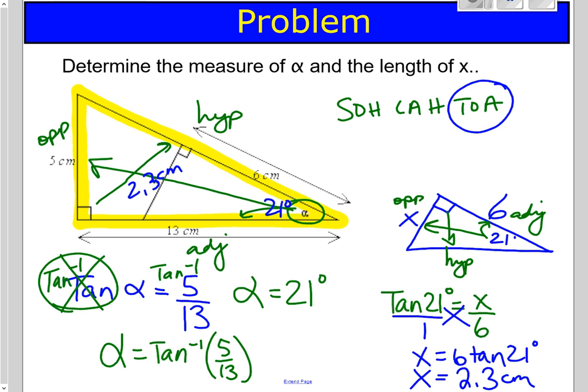2.3 centimeters. Perfect. So it's okay, you can have triangles inside of triangles. Again, as long as they have that 90-degree angle, then we can use our primary trig ratios in order to solve this and figure it out.